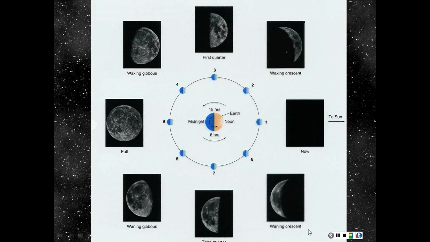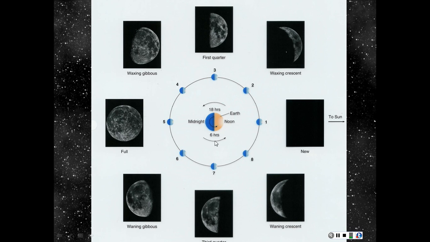So here you have a static version of that. Here I've got the Earth. It turns on its axis. The Sun is over here. By definition, noon is when the Sun is directly overhead. So if you're standing here on Earth, it is noon. If you're standing here, it is 6 o'clock in the morning. If you're standing here, it's midnight. If you're standing here, it's 6 o'clock in the evening.